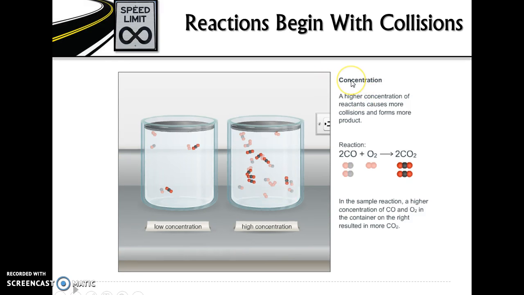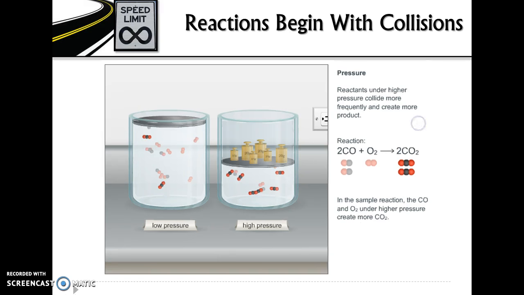Concentration was another factor that affected the rate of reaction. If we increase concentration, or amount of reactant per volume, we got more reactions taking place because there were more reactants present to collide with each other and provide the activation energy to get that reaction going. And finally, pressure. When we increased the pressure, we increased the speed of the molecules, they collided more, and the reaction rate went up.